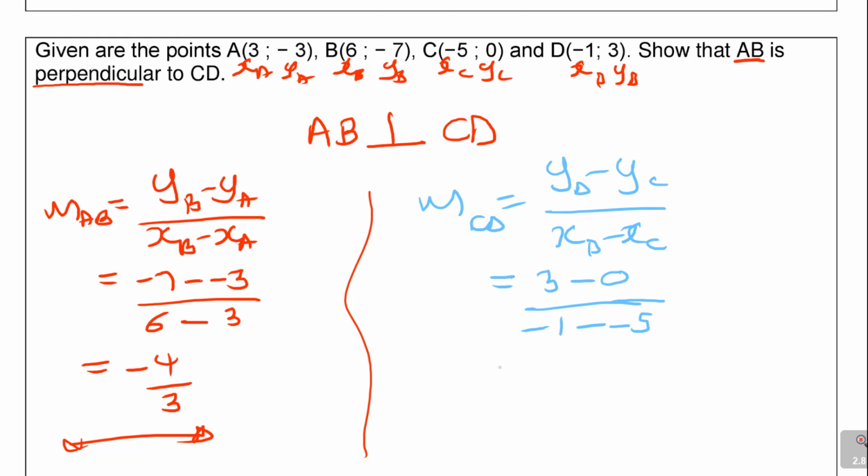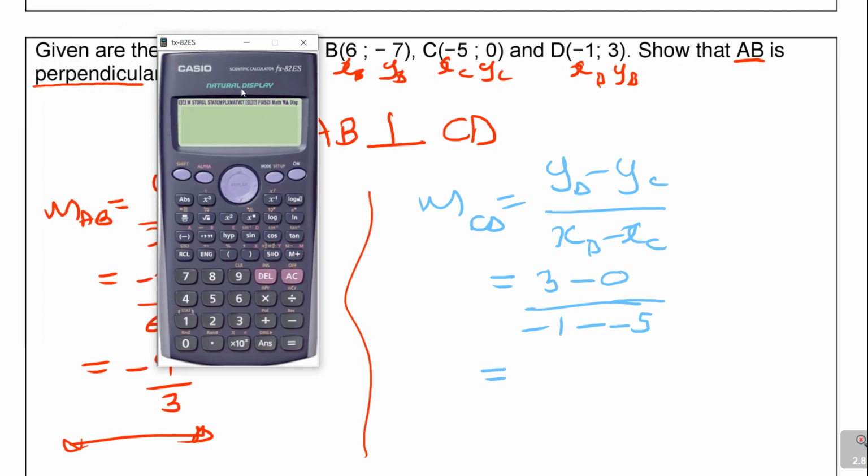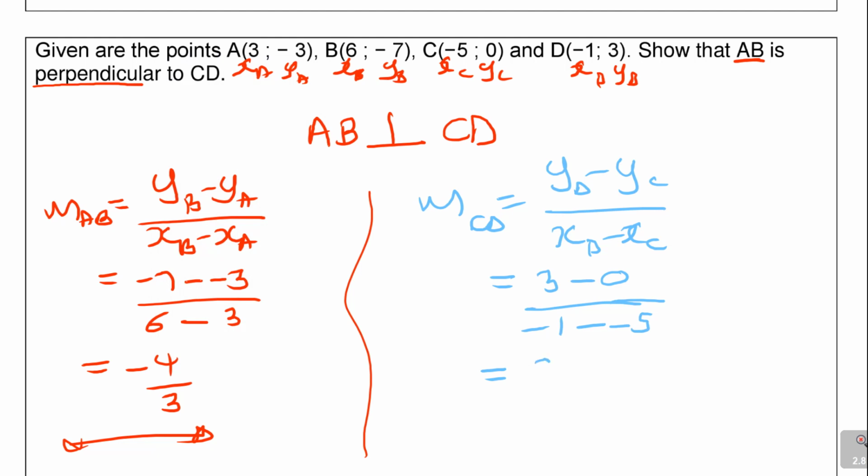You see that? You just have to be sensitive to these negative things, but right as you see it, guys: 3 minus 0 over negative 1 minus 5. There I get 4 over 3. I mean 3 over 4. Just check it again, it was 3 over 4.